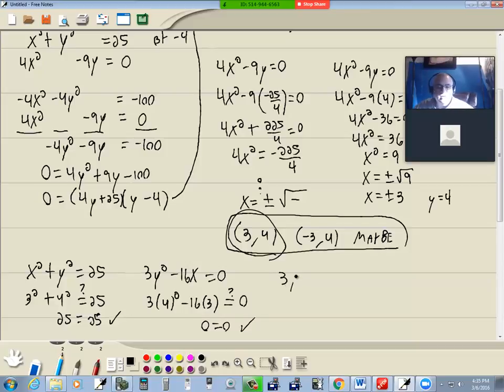Now if we plug in the other one. So we'll plug in the 4 for the y. Minus 16 times negative 3. And we're wondering if that's equal to 0. 4 squared is 16 times 3 is 48 plus 48. That doesn't give you 0, does it? No, it does not. So that one disappears. So your only answer is 3, 4.